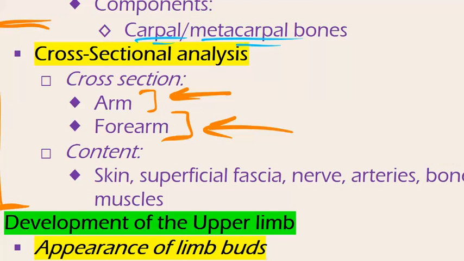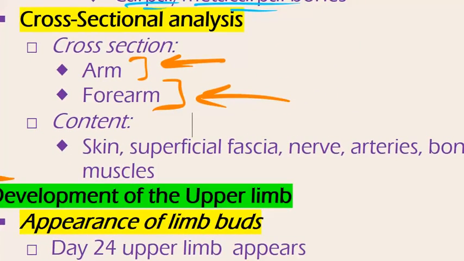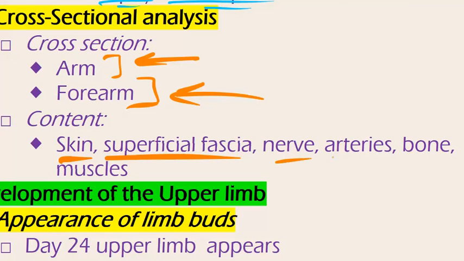And we're going to consider some things because we're going to be considering what forms those structures embryologically. So the major contents that we're going to be seeing are skin, superficial fascia, which is like fat and stuff, nerves, arteries, bones, and muscle.